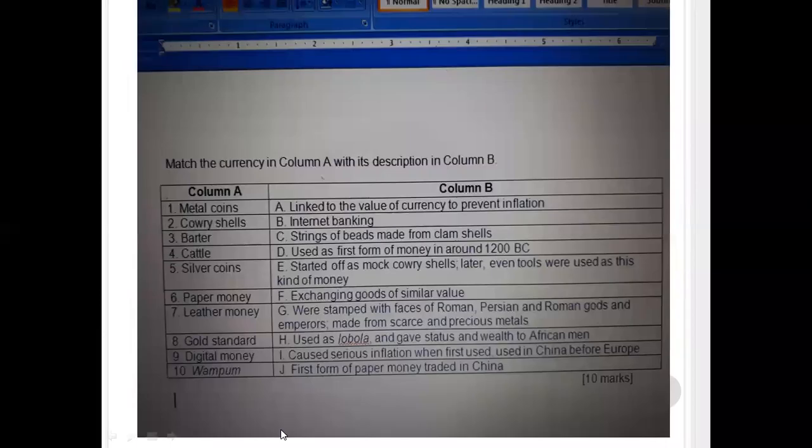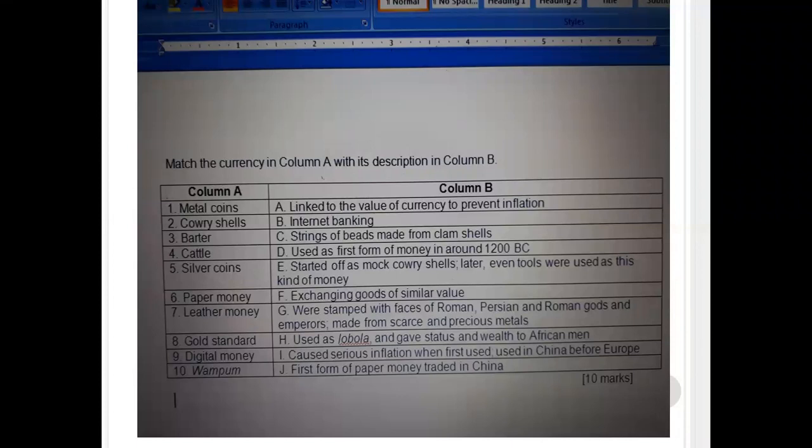There is a column A and a column B, so you need to match them with each other. Right, so I'm just going to say column A. Column A is metal coins, cowrie shells, barter, cattle, silver coins, paper money, leather money, gold standard, digital money, and then that strange one, wampum.